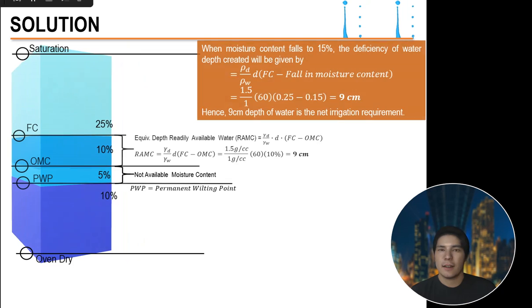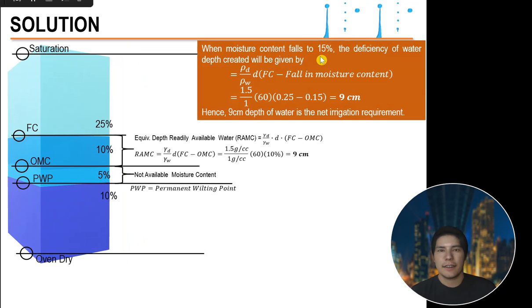Okay, so when the moisture content falls to 15%, the deficiency of water depth created will be given as follows, no? So bali kung gusto nating i-solve yung equivalent depth ng readily available water, so again, using this formula, we have 1.5 divided by 1 times the root zone depth, which is 60 centimeter, times yung readily available na water content na 10%. So in depth, that is 9 cm. So yung 9 cm depth ng water is the net irrigation requirement.